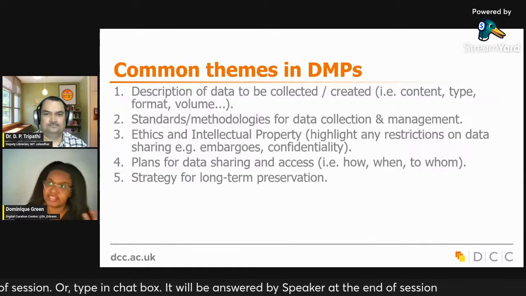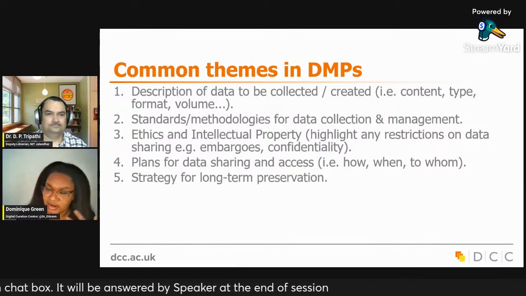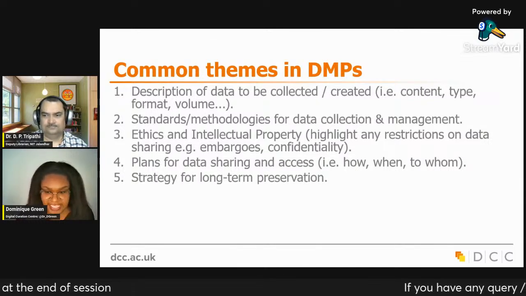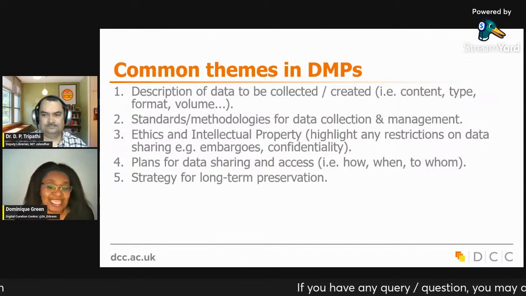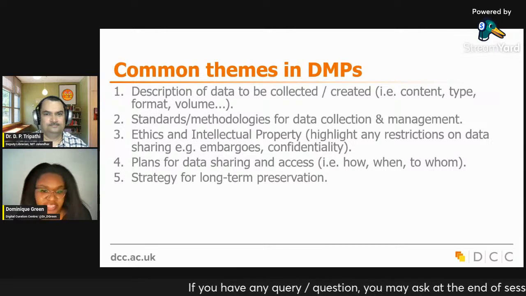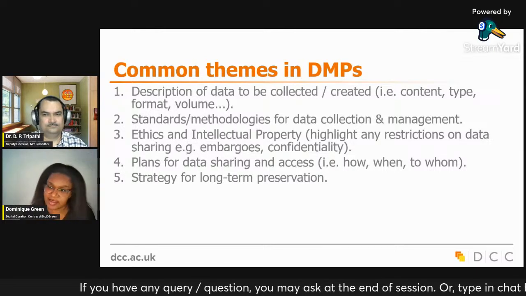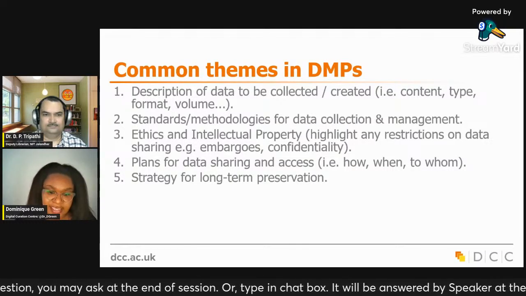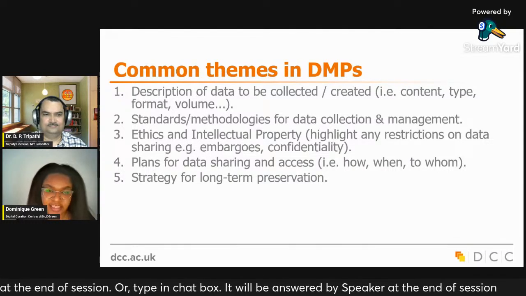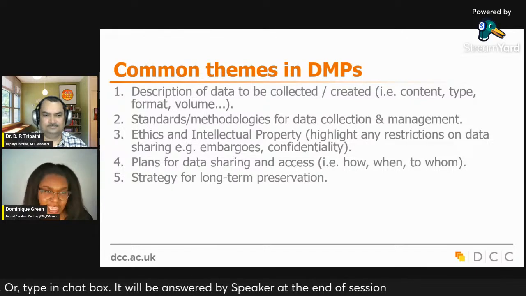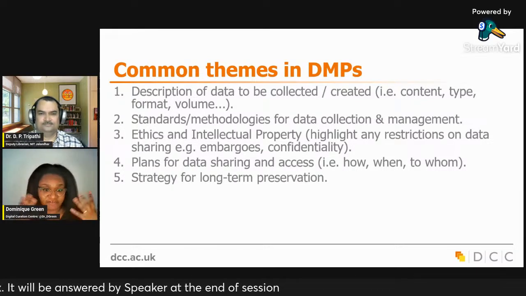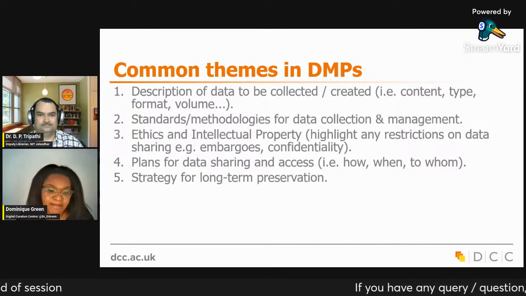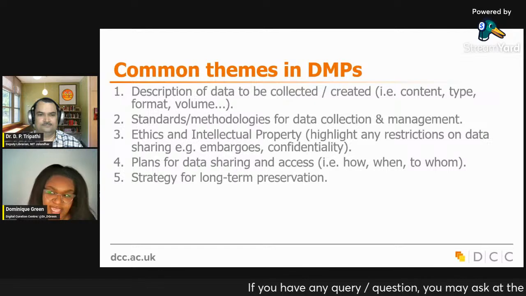So now that we've thought about the checklist and the questions that are asked within the DMP, that gets us thinking then about what's actually in the plan and what are some of the common themes. So, well, firstly, there is a description of the data that's going to be collected. And this can include the data format, the file type, or the size of the data, the volume of the data. It should also state the standards and the methodology for data collection and management.